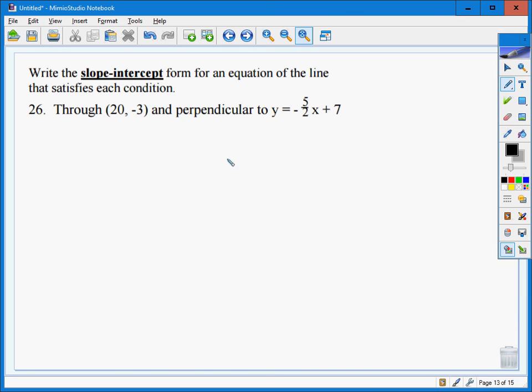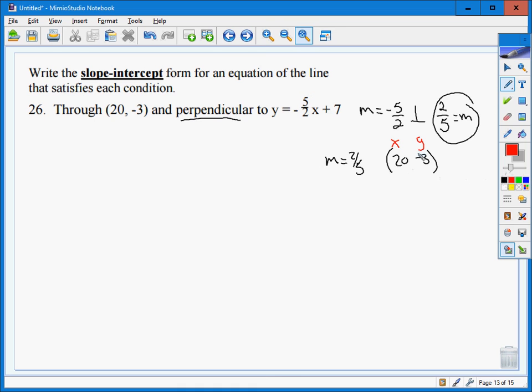Number 26. Here they asked me to write the equation of a line again in slope-intercept form that's perpendicular. The slope of this line was -5/2. So to be perpendicular, I want a +2/5, a negative reciprocal. Okay, so this is my slope that I want to use. And they gave me an ordered pair again, (20, -3). Remember, the ordered pair represents the x and the y, and I'm looking for b.